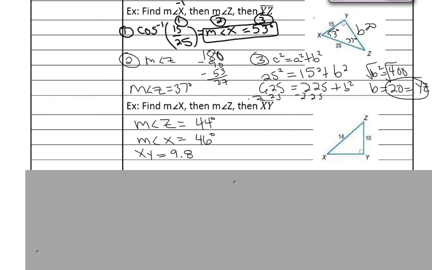Okay, you should have gotten the measure of angle z is 44 degrees, x is 46 degrees, and xy is 9.8, to the nearest tenths place. If you did not get any of those answers, please raise your hand and let one of us know. Otherwise, you are working on your exit quiz. And the exit quiz is on right triangles and trigonometry.